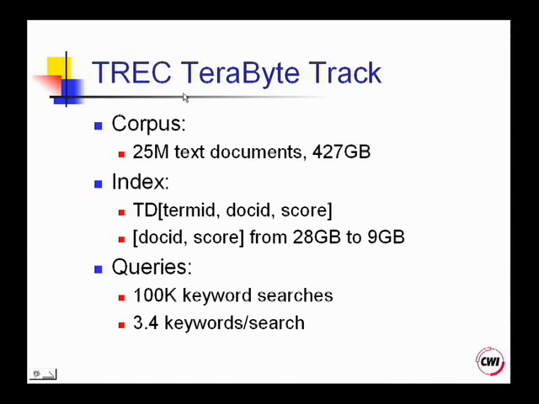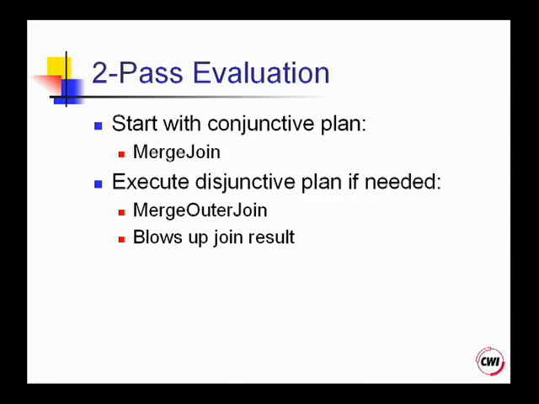So we used our X100 system to participate in the TeraByte TREC. As I already mentioned, it's almost half a terabyte. We constructed an inverted file index on this, which we compressed using P4 and P4 delta from 28 to 9 gigabyte. And we performed 100,000 keyword searches as was required by the task.